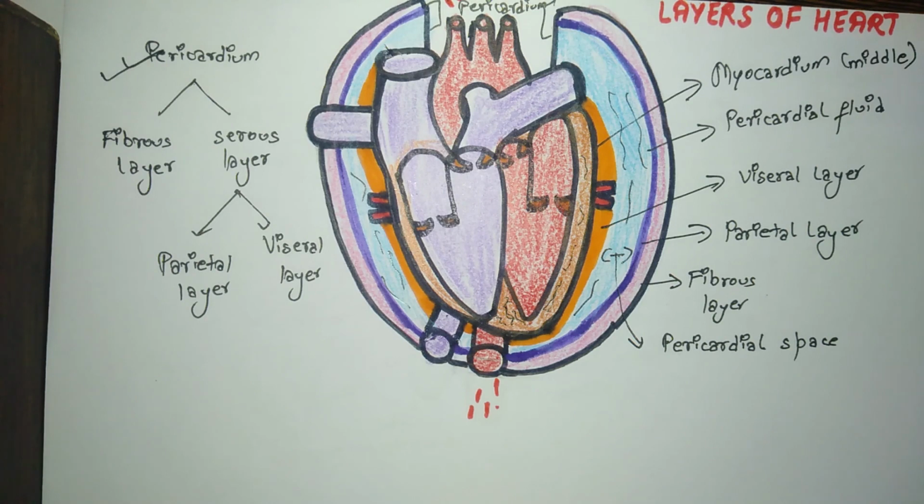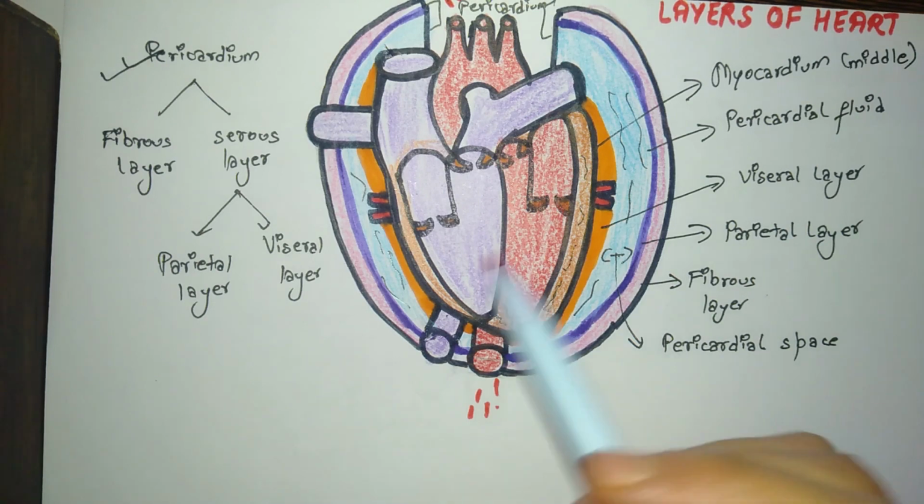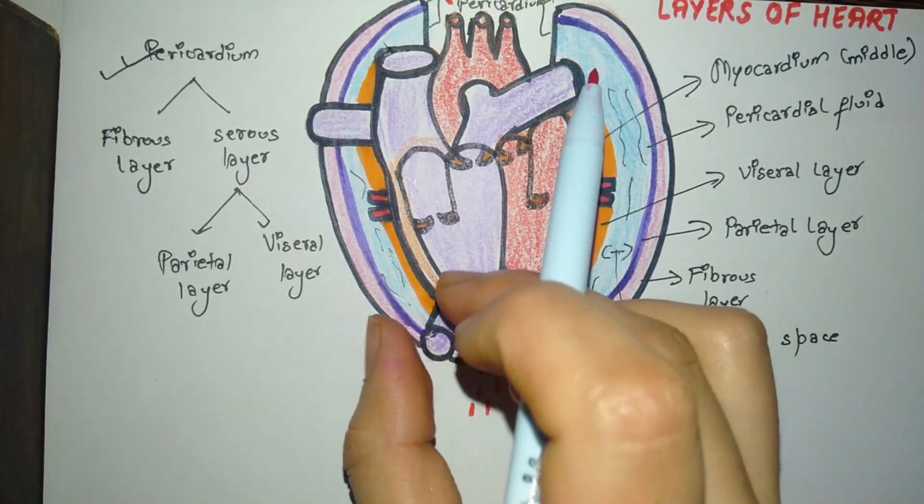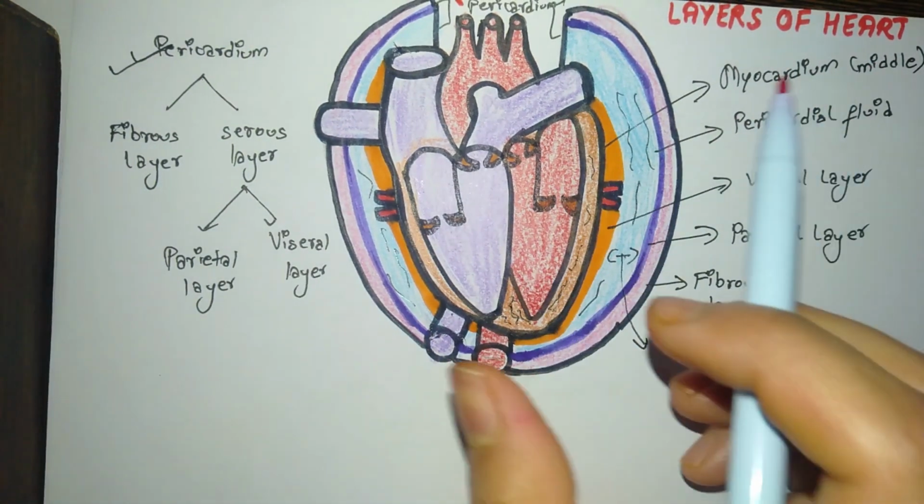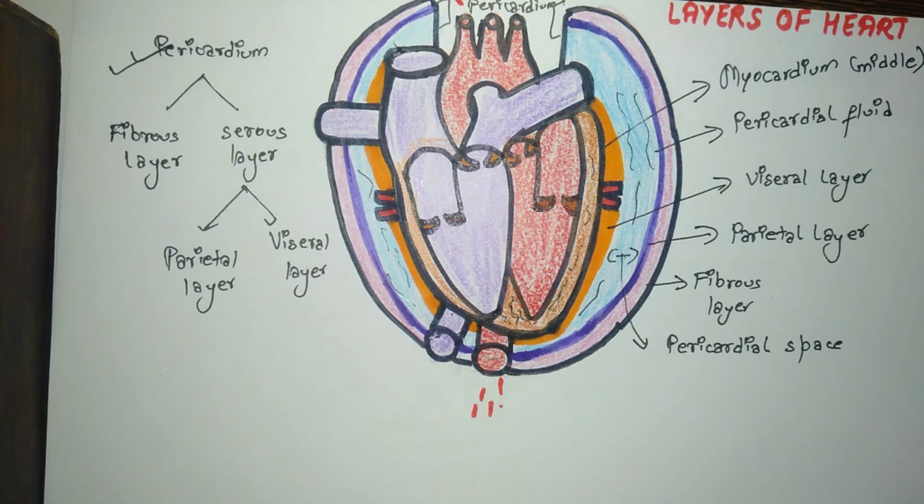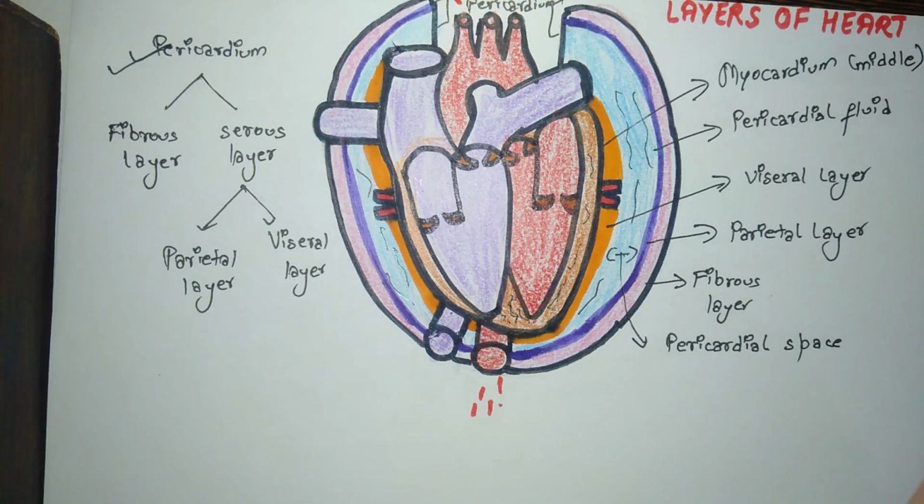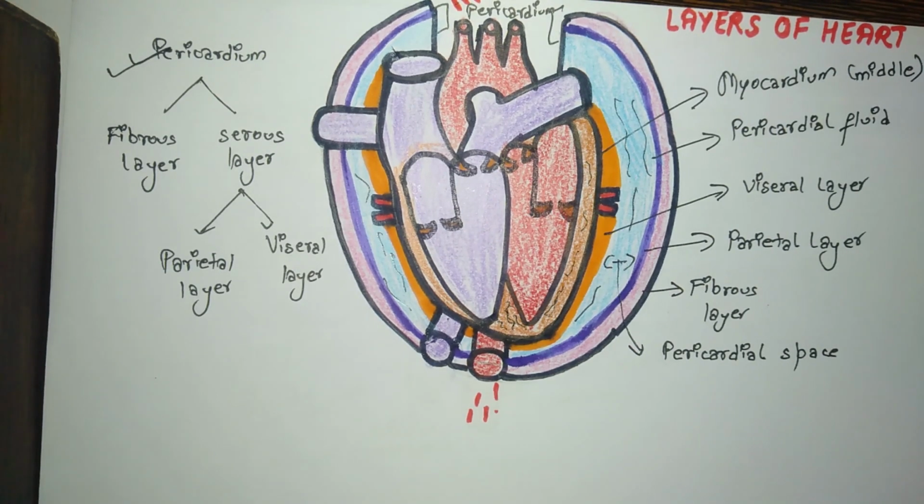And another thing is, as you can look at the heart here, the right and the left side of the heart. On the right side of the heart the myocardium is thin, and on the left the myocardium is thick. It is because the right side of the myocardium has to pump the blood to reach the lungs, whereas the left myocardium has to pump the blood so that it is distributed throughout the whole body. So it should have a strong pump. Because of that reason, the left myocardium is thicker in comparison with the right myocardium.